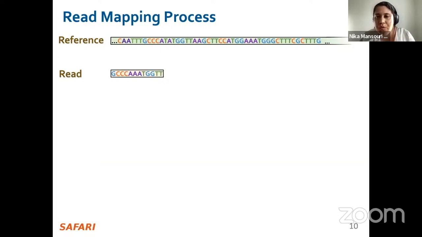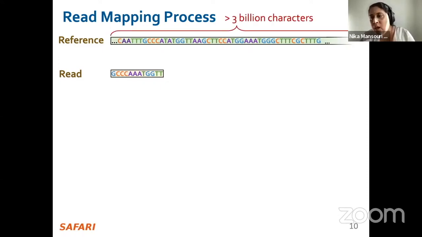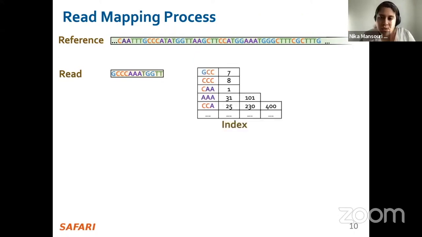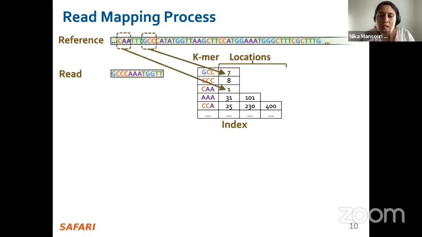Mapping reads to reference genome requires expensive computation on large data sets, and the search space in the reference genome can be very large. For example, the human reference genome contains more than 3 billion characters. Therefore, mappers typically use an index of the reference genome to reduce the search space. This index contains unique K-length subsequences called K-mers extracted from the reference genome and the locations of these K-mers in the reference genome. Read mapping is a three-step process.